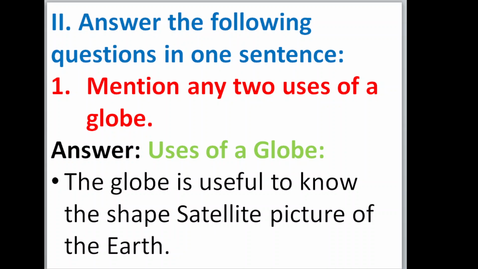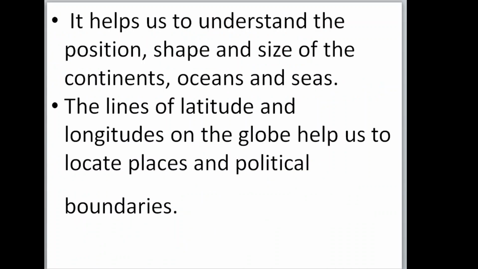Second main. Answer the following questions in one sentence. So first one. Mention any two uses of a globe. Any two you can write. So I have written, means I have mentioned all. You can mention any two uses of a globe. First, the globe is useful to know the shape and satellite picture of the earth. It helps us to understand the position, shape and size of the continents, oceans and seas. The lines of latitude and longitudes on the globe help us to locate places and political boundaries.